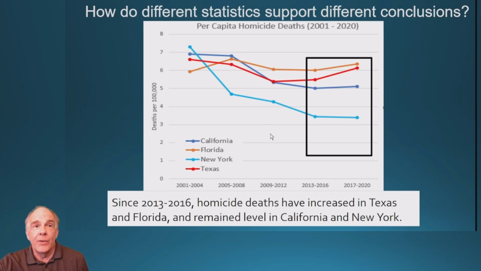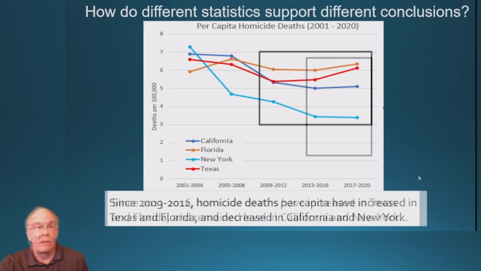In this case, if we take a look at just the values from 2013 to 2016 and 2017 to 2020, we could come up, looking within this block, with a statement that says, since 2013 to 2016, homicide deaths have increased in Texas and Florida and remained level in California and New York. And again, that's by looking at just the values within this box.